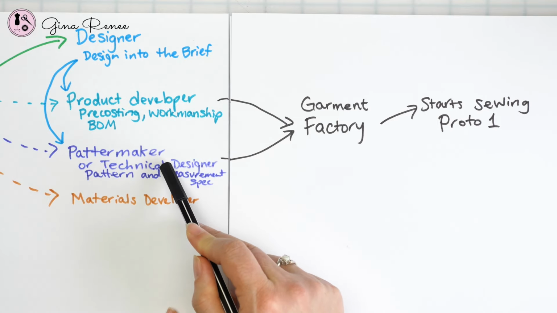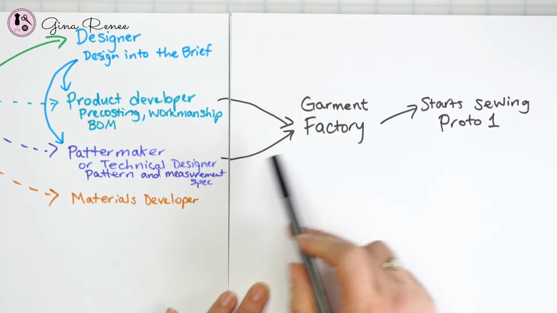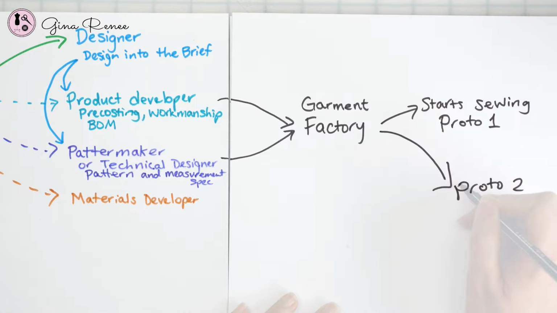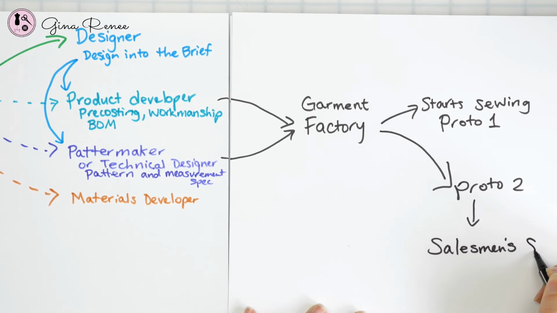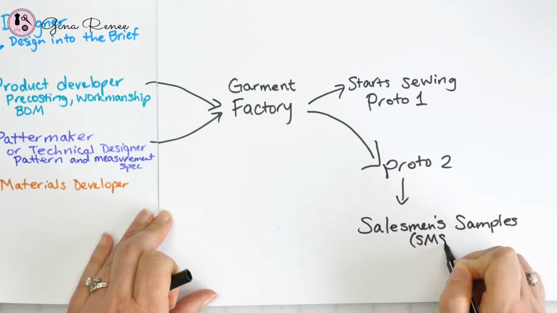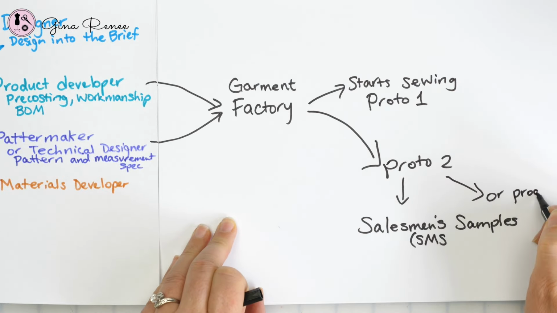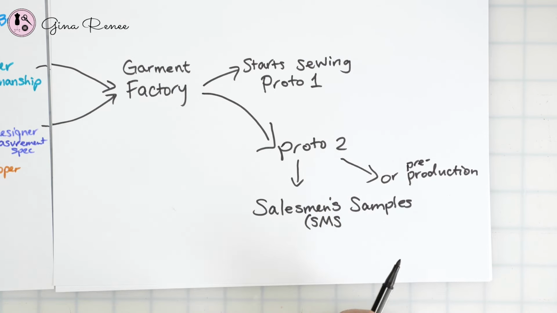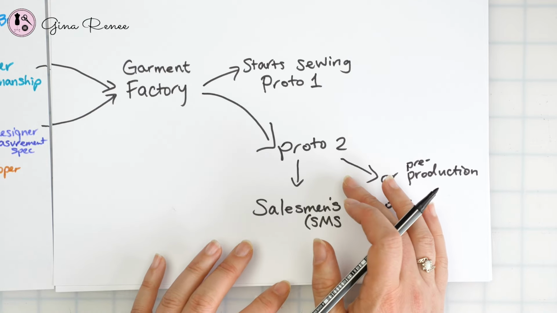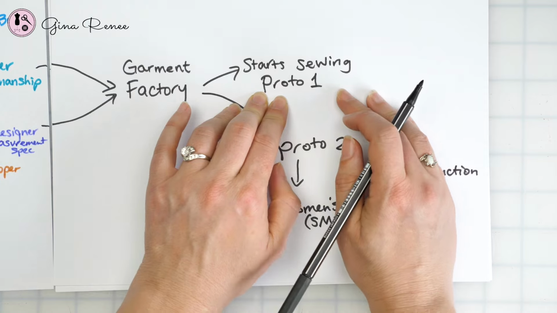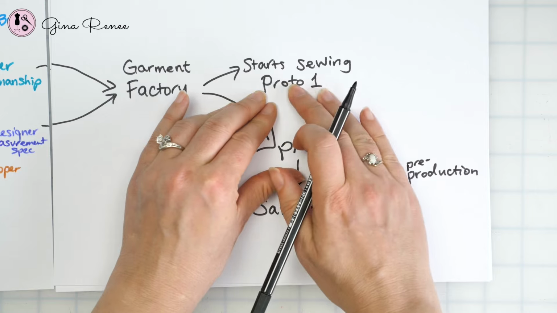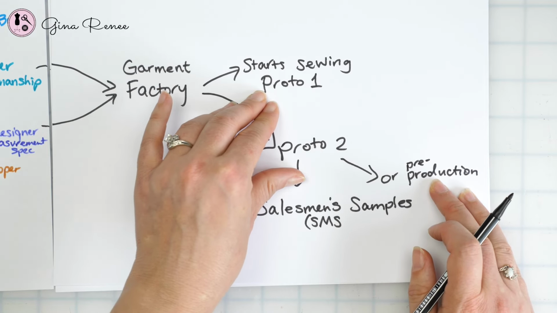Developer, pattern maker communicates all of those changes from Proto 1 to the factory, and then they start making Proto 2. Salesman samples can also be referred to as SMS or production. Once Proto 2 is approved, sometimes you might need a Proto 3. It really depends on the setup. Some places will accept Proto 2. Some places will only have 1 Proto, and then you go straight to salesman sample, or fast fashion will often go Proto 1 straight to pre-production or production.